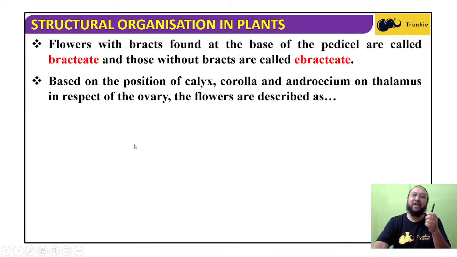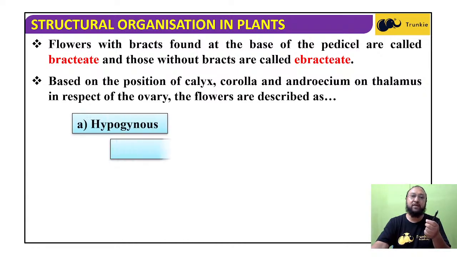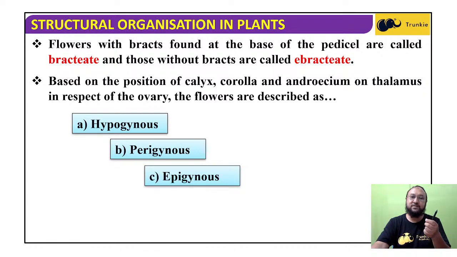Based on the position of the calyx, corolla, androecium and thalamus with respect to the ovary, the flowers are described as hypogynous, perigynous and epigynous. So try to know this. This is very important for the exam.